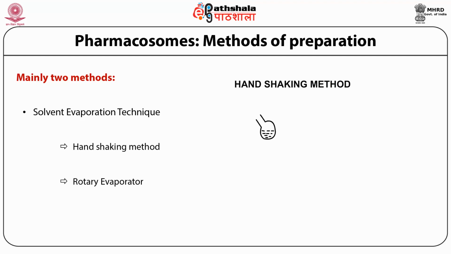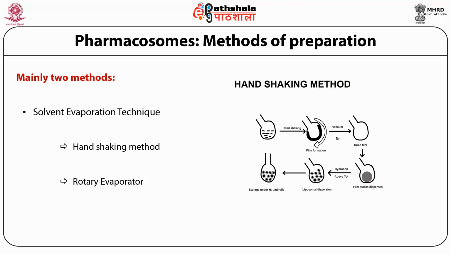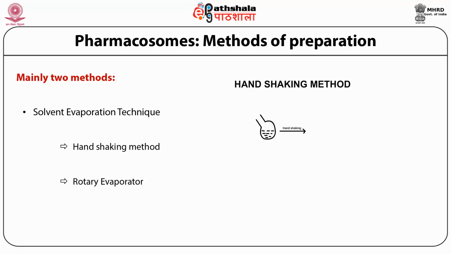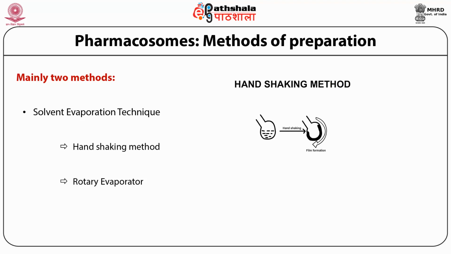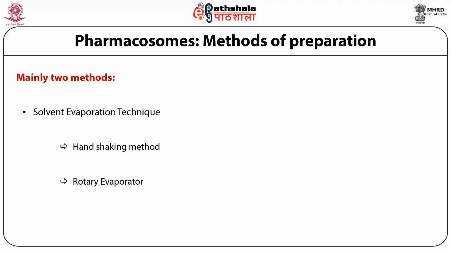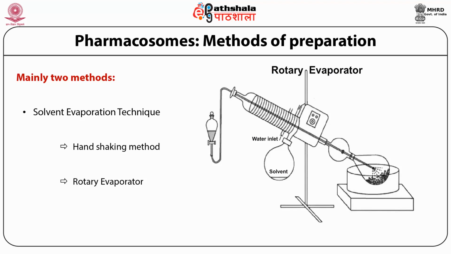In the hand shaking method, the drug lipid complex is incorporated into an organic solvent. Then it is placed under vacuum for evaporating the solvent, and the pharmacosomes result in the form of deposits as a thin film on the wall of the round bottom flask and form a vesicular suspension whenever they encounter the aqueous medium, means whenever they are dissolved in water. The same phenomenon takes place when we simply use this procedure using a rotary evaporator.